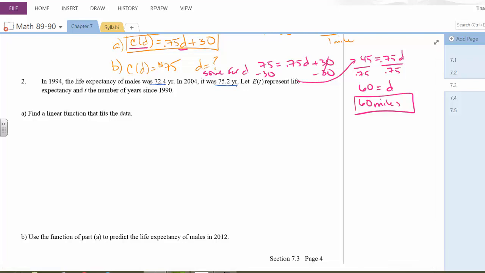So at the end of the day, they want a function, E of t, to represent life expectancy, and t be the number of years since 1990. Find a linear function. So again, they want this, but they want us to call it E of t instead of f of x. So what we don't know is the slope, and we don't know the y-intercept because they didn't give us any initial starting value. They didn't say what the life expectancy was in 1990. They gave us 1994, they gave us 2004, but not 1990. So when they give you 2 data points, you're going to write them as an ordered pair.